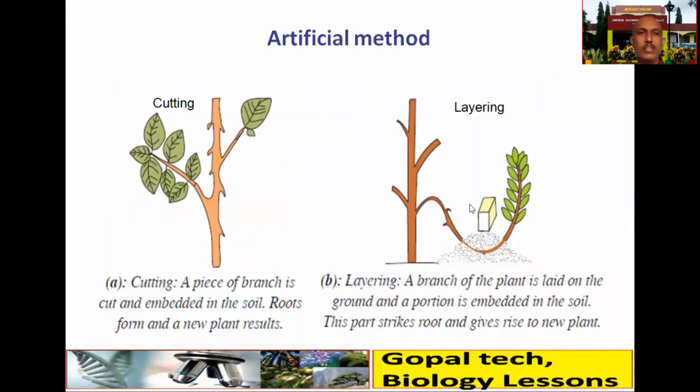Now, there are other artificial methods also, called cutting and layering. What is cutting? A piece of branch is cut from here and embedded in moist soil, or root from a form, and new plants will develop. Layering: a branch of the plant is bent and laid on the ground and a portion is covered with moist soil. And here the new roots will develop and that will give rise to a new plant. So here the roots are developed after cutting, and here the roots are developed before cutting. That is called cutting and layering.